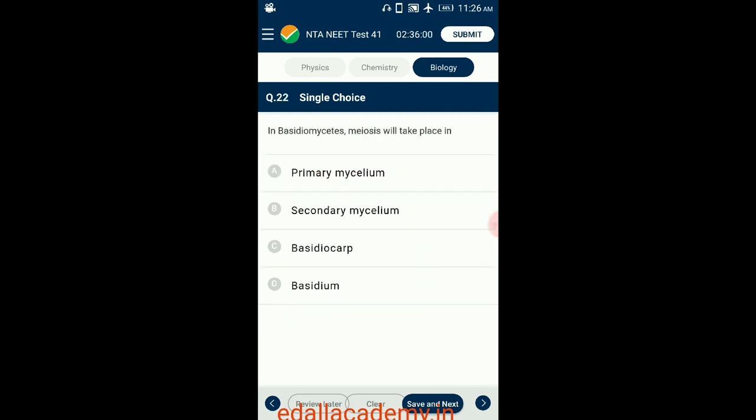Question number 22. In basidiomycetes, meiosis will take place. Basidium is a club-shaped structure. Karyogamy and meiosis both will occur in the basidium, and four basidiospores will form. So the answer for this question is basidium. So the correct option is D.